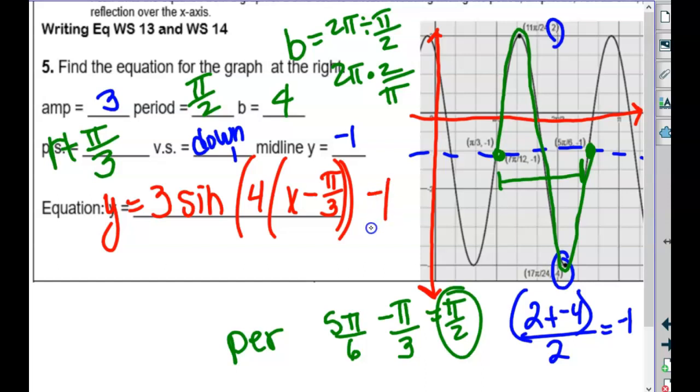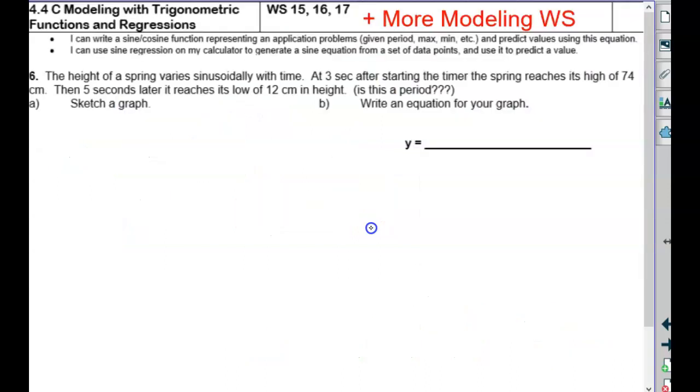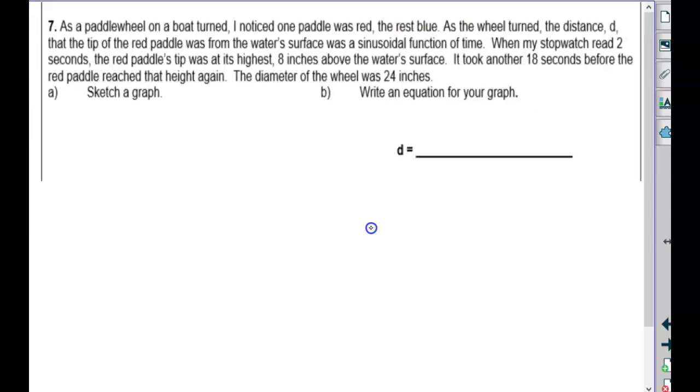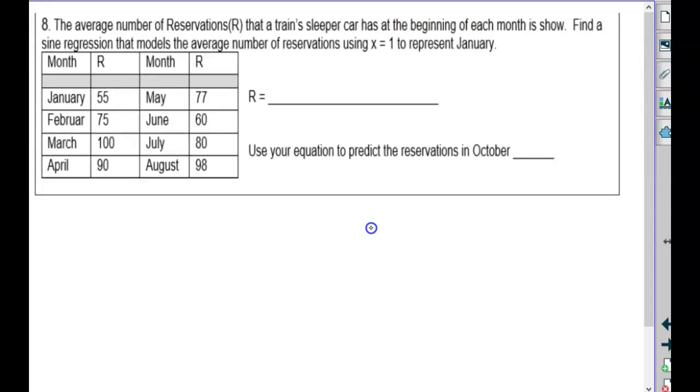How are we feeling? Worksheet 14 is more practice on that. If it's really freaking you out, there's more practice in the bin over there, for section 4.4b. All right, then there is the modeling section on the quiz. You have to choose one of these to write the equation for, and you have to do the regression.